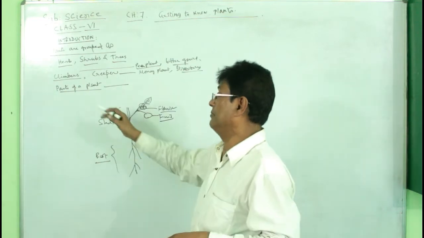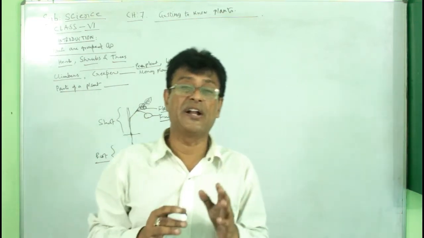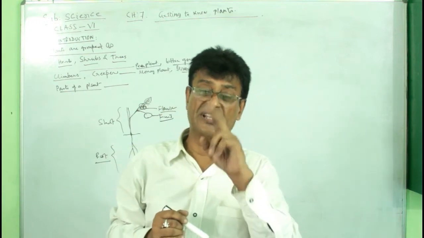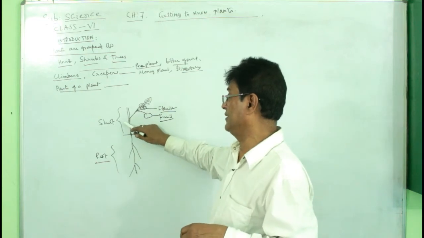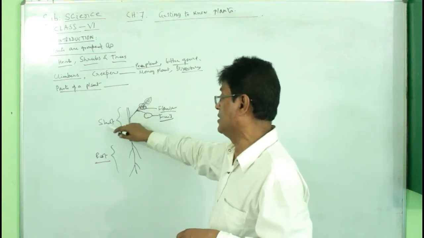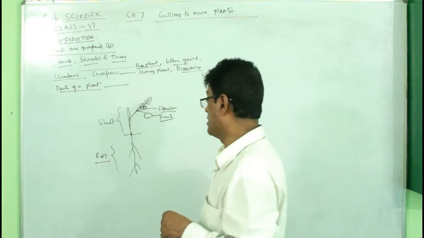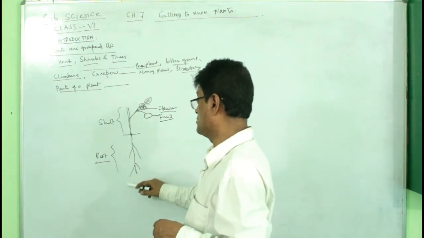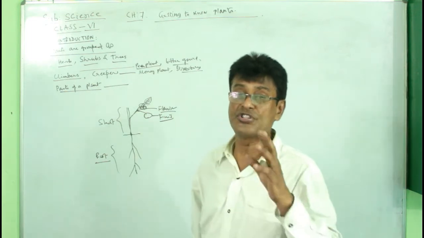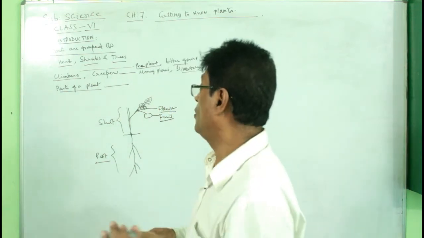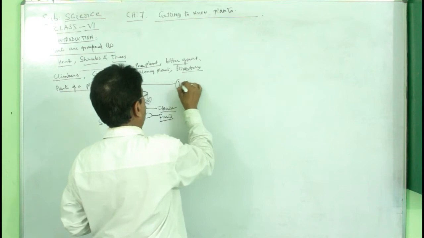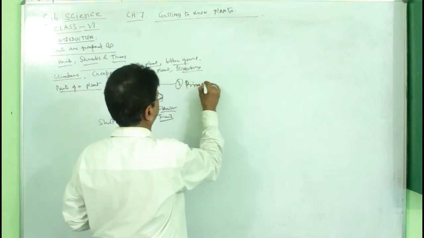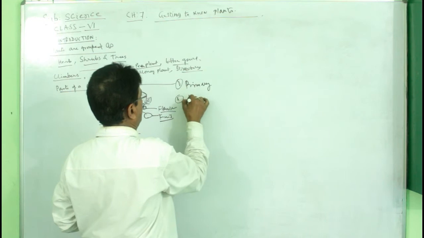Well, now we come to the plants. A typical plant is basically divided into two parts. The part which remains in the air is known as the shoot. The other part which remains below the soil is known as the root. Now, the root system is of two types. One is the primary root system, and number two, the adventitious root system.